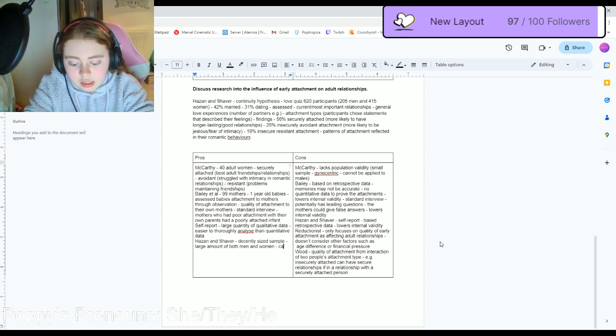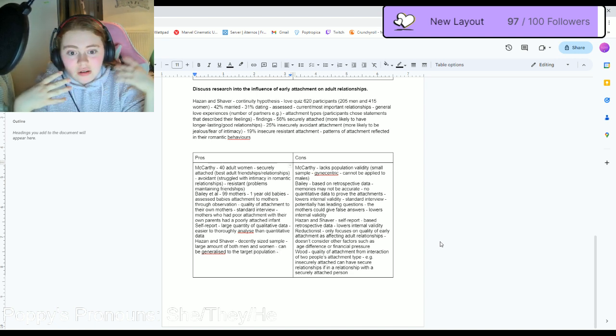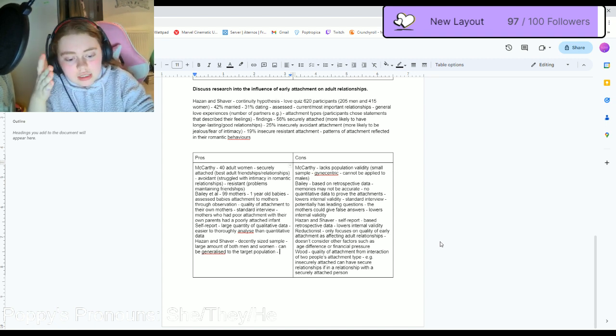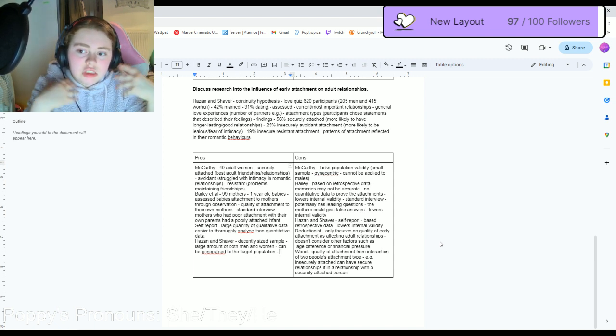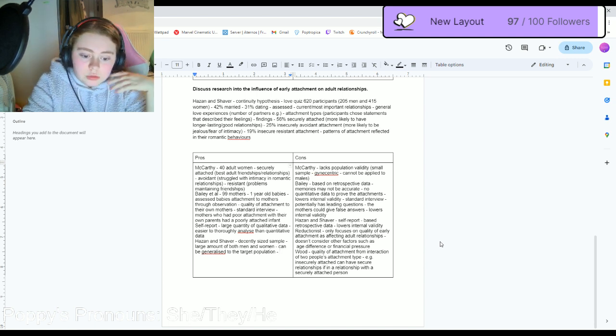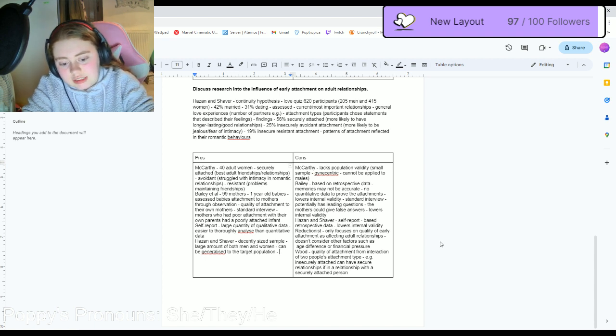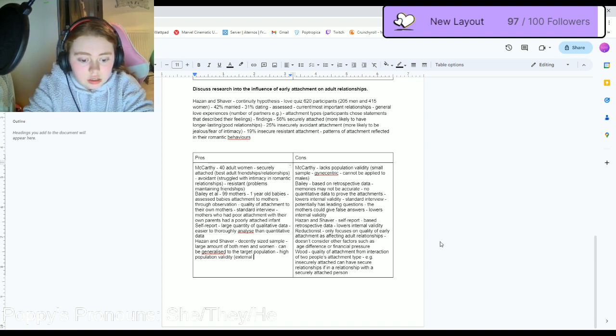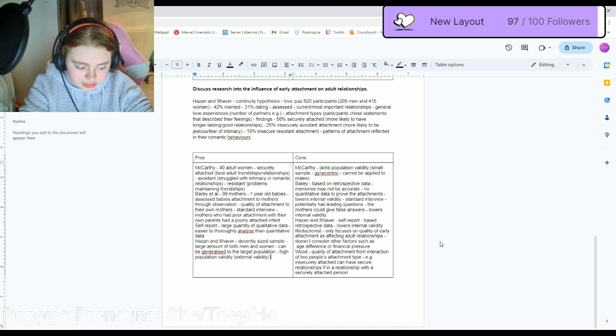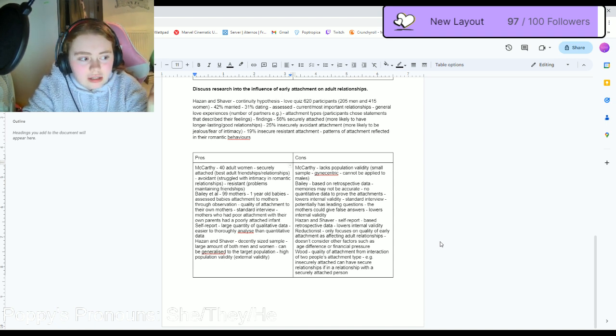So can be generalized to the target population. We'll say target population instead of the whole population because I don't know what that target population is, whether it was the whole population or the population in America or whatever. So we'll just say target population. That's just easier. Can be generalized to target population, so it's high in population validity, which is a type of external validity. So you could just say high in external validity. For me though, I would say population validity, just to guarantee that evaluation mark.